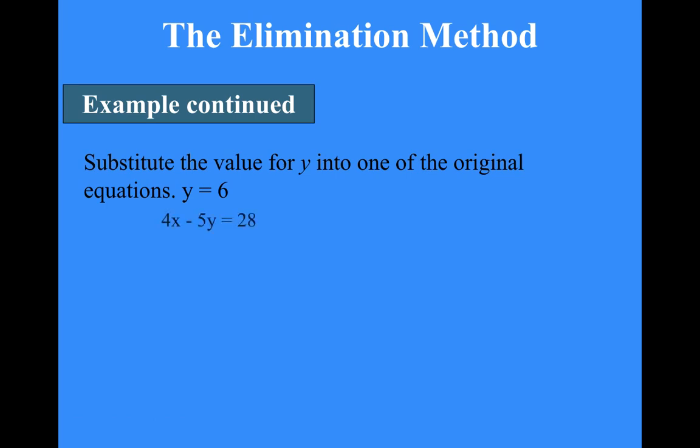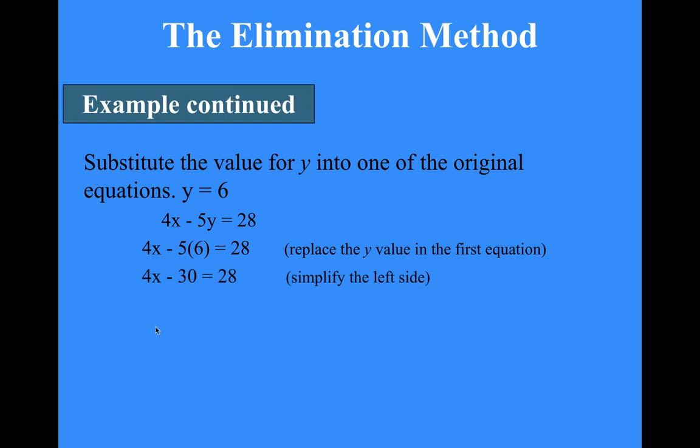I'm going to pick the first equation, 4x minus 5y equals 28. I can substitute 6 in for y, just like I did here. Here was the y, I replaced it with a 6. So now it says 4x minus 5 times 6 equals 28. And we know that 5 times 6 is 30. 4x minus 30 equals 28.